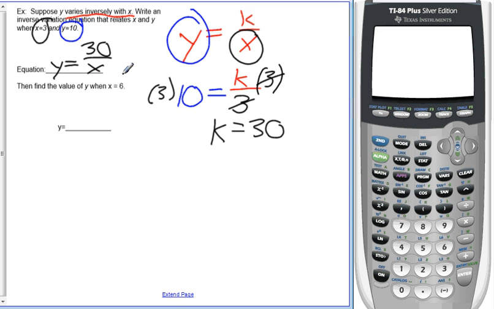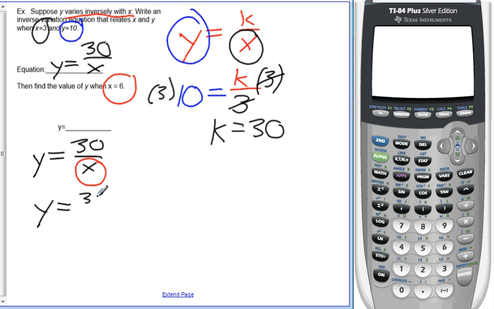Second part of the question is, find the value of y when x equals 6. Okay, so again, I've got this equation, y equals 30 over x. And they're telling me that x is 6, and I have an x right here. So I am going to substitute that value in. Y equals 30 divided by 6. And now when I solve this, 30 divided by 6 is 5. So my answer is 5.